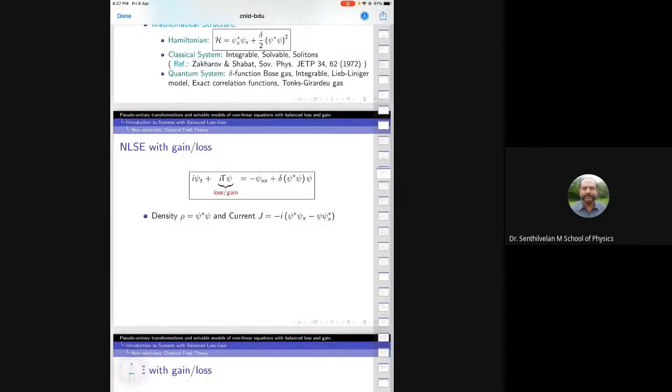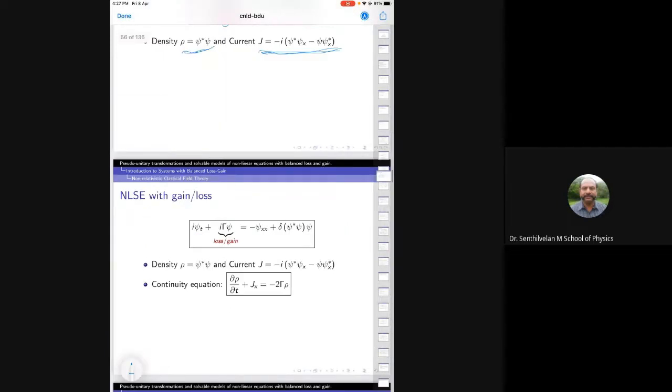For this case, I add this term, i gamma psi, where gamma is some real parameter. You can define the density rho as psi star psi, just like the Schrödinger equation also defines a probability density and probability current. In the same spirit, you can write rho equal to psi star psi. Here the normalization factors like h bar, m, and the velocity of light are not there because I am working in the classical nonlinear setting, but you can relate it with this expression. And the way you derive the continuity equation for the linear Schrödinger equation, you follow the same method, and you can arrive at this continuity equation.